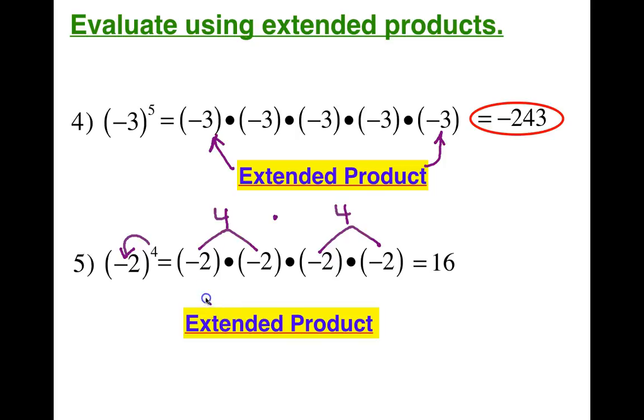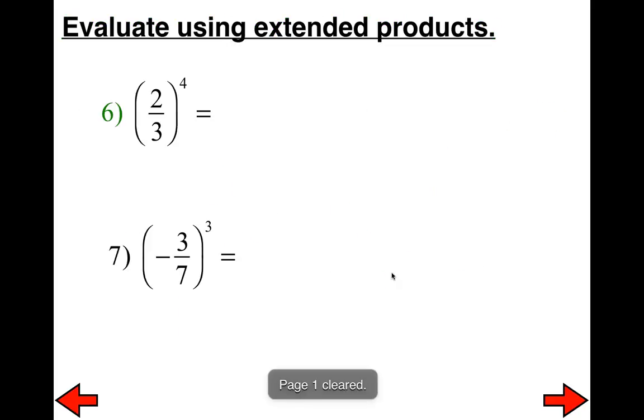So again, a reminder: writing things out is called the extended product, or expanded, whichever way. You're basically extending it out to what it really represents. Okay, so now I'm just going to show you one more example, and then I'm going to have you try number seven.